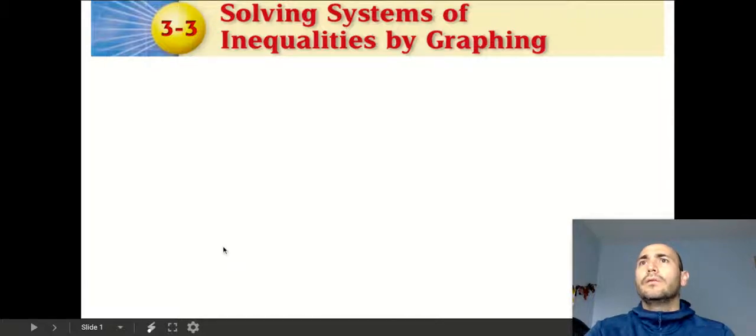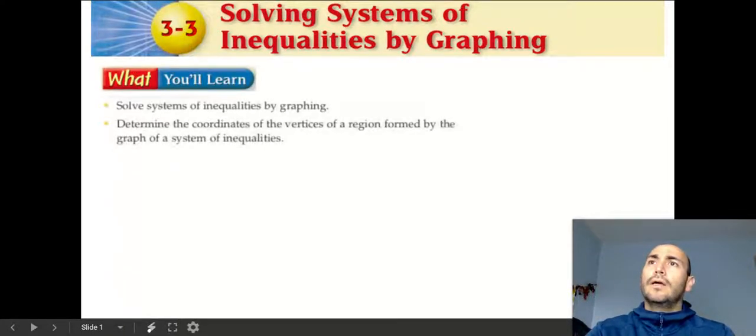All right, so we're going to be starting chapter 3, lesson 3, solving systems of inequalities by graphing. We're going to learn how to solve systems of inequalities by graphing, and we're going to determine the coordinates of the vertices of a region formed by the graph of a system of inequalities.